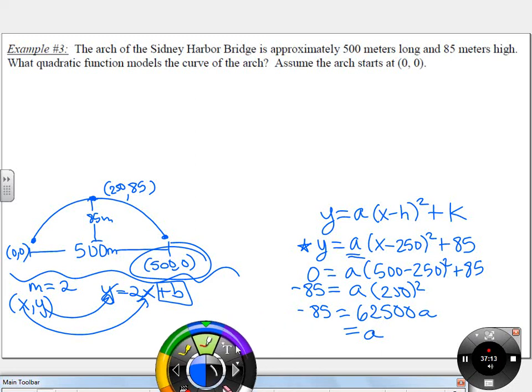Negative 0.00136. Yeah? If you use the 0, 0 point, you didn't get that answer. Now, when you write your final answer, it needs to be this with that a value right there. So make sure you go back and you write your final equation.